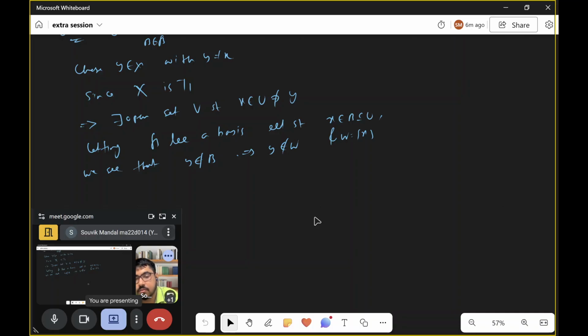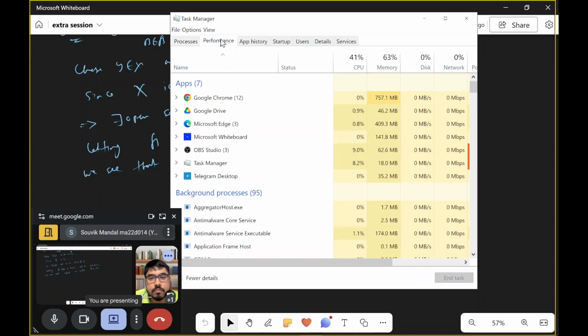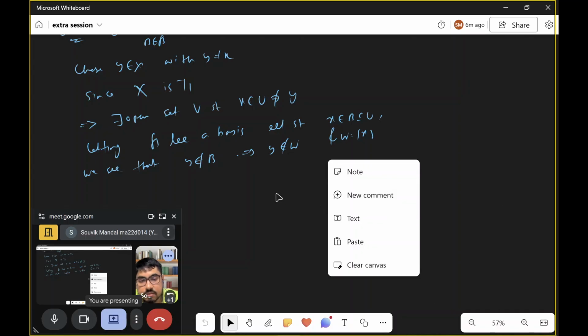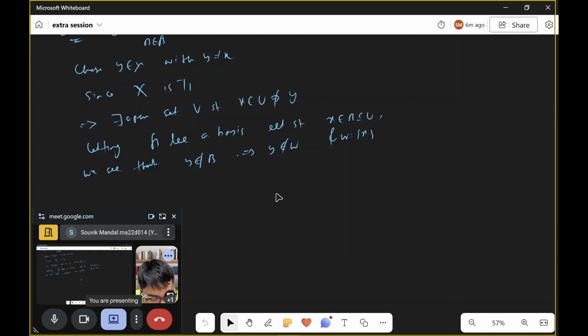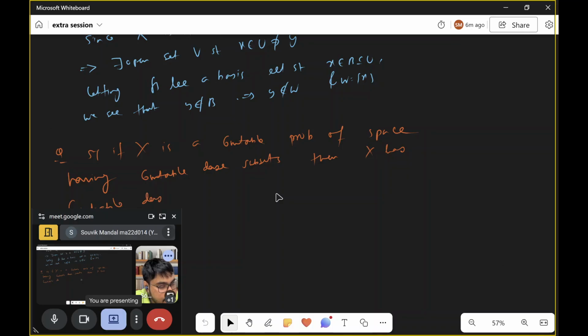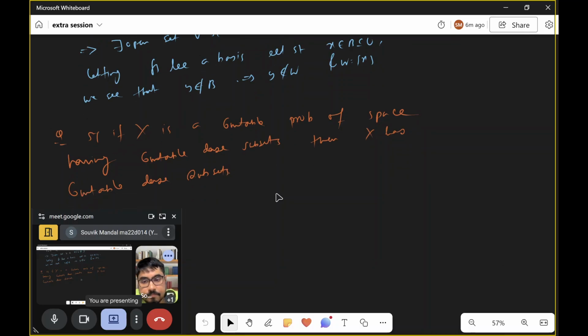Now the next question is that: show that if X is a countable product of spaces having countable dense subsets, then X has a countable dense subset. Take your time, think about it. Let me know.